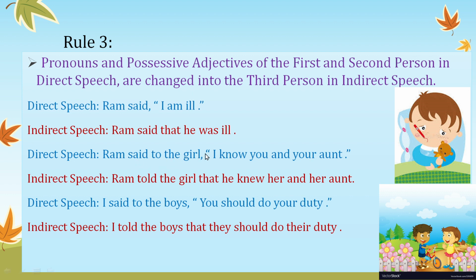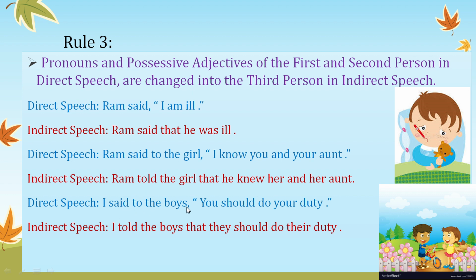Next, Ram said to the girl, "I know you and your aunt." Now let's see. Whenever there is said to as reporting verb, said to will be changed into told. We will write: Ram told the girl that. Now the changes start because now we are reporting the narrator's words. I changes into he, third person. Know is in present tense, this will be changed into past tense. Know to knew. You to her. Your again to her. Ram told the girl that he knew her and her aunt.